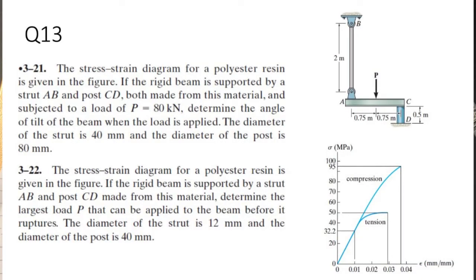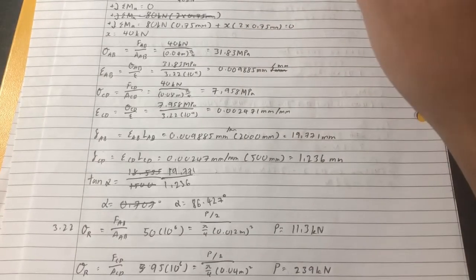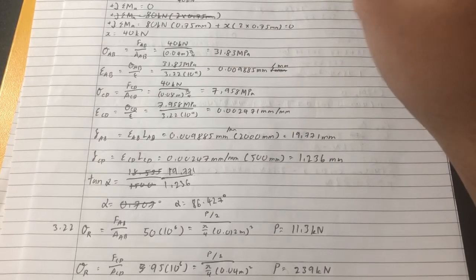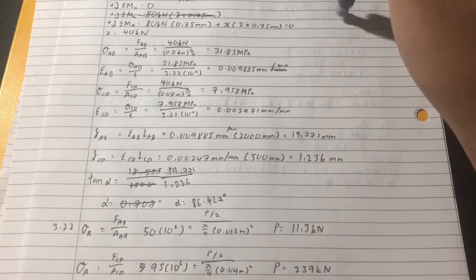The rigid beam supported by AB and CD is made from this material. Determine the largest load P that can apply to the beam when the diameter of the strut is 12 mm and the diameter of the post is 40 mm. So yang dia ubah sahaja adalah yang di strut, yang di AB dan juga di CD, which is dAB is equal to 12 mm, dan padahal dCD is equal to 40 mm.